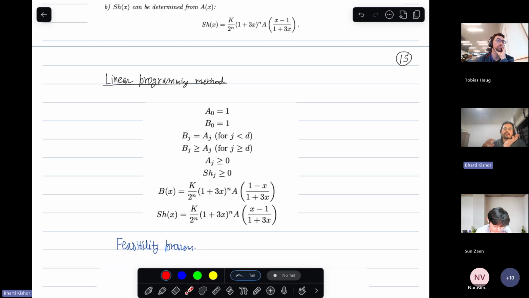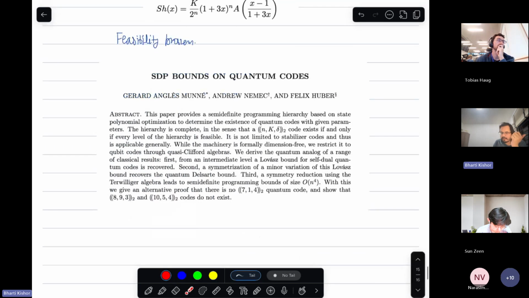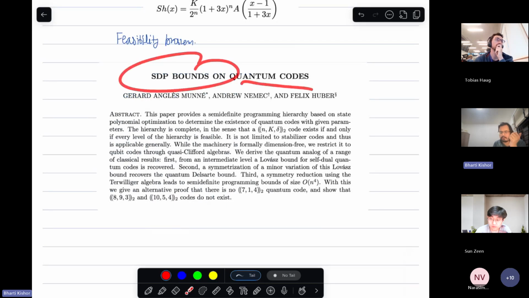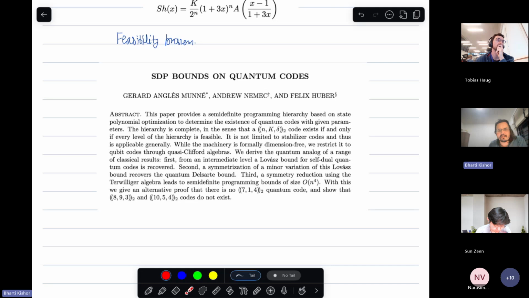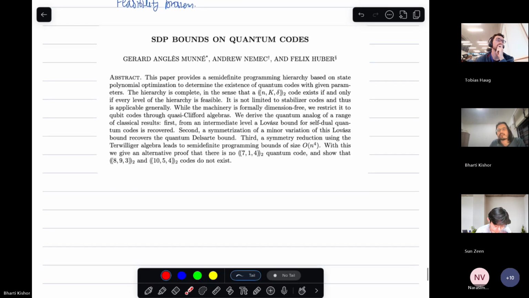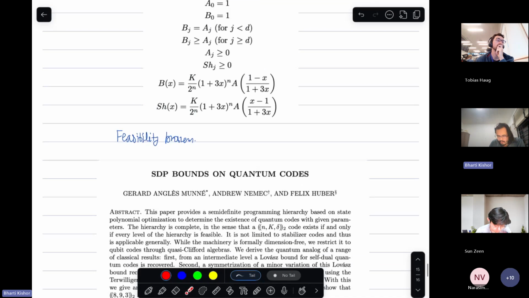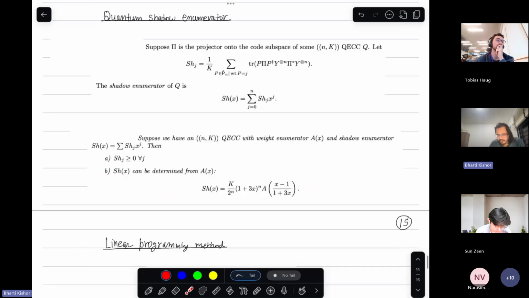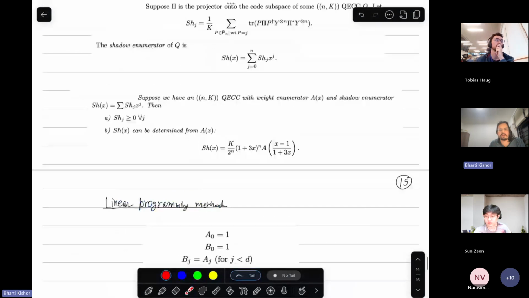And obviously it will be a lot of computation, but it can give you more. And then recently there were SDP bounds on quantum codes, I think, which was a talk at the Asia Pacific Error Correction Seminar Series, which one can look at. So I hope I managed to convey what I wanted to convey.